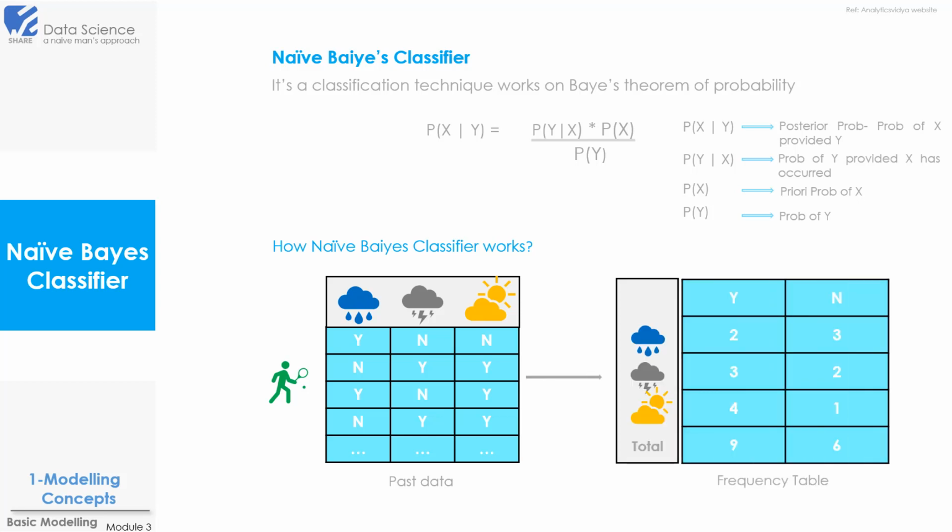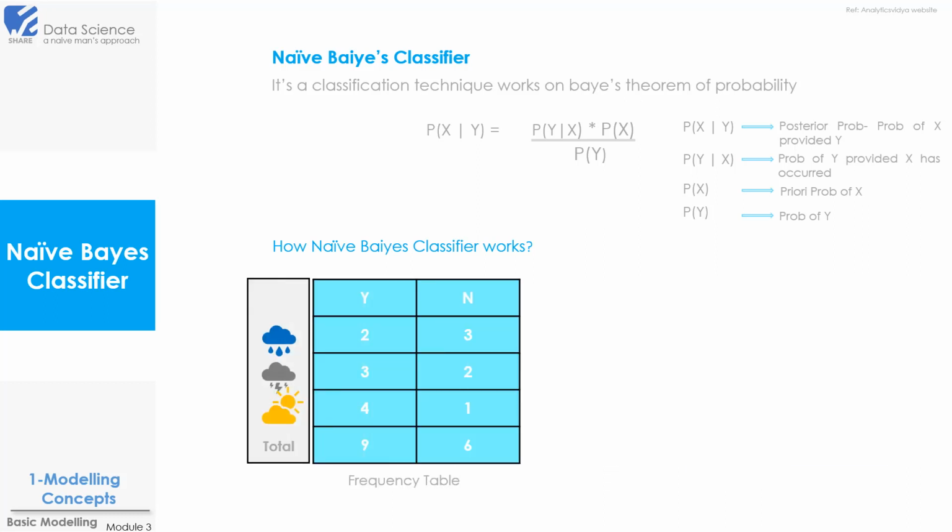Here we will first create a frequency table like so. This table tells us the total frequency of play in a given weather condition. For instance, in rainy condition, we have 2 yeses and 3 nos. In cloudy condition, we have 3 yeses and 2 nos, and so on. And at the bottom, you can see in total we have 9 yeses and 6 nos. So that is how we create the frequency table.